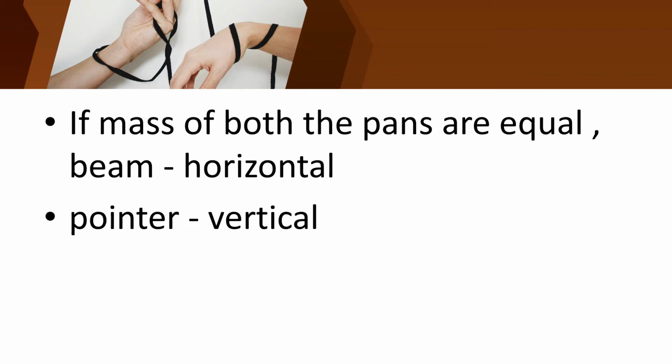First of all, after placing the objects and the weights in both the pans, you should check that the mass of both the pans is equal or not. Then the second point: is the beam horizontal or not? That is the second point you should check. And what is the third point? Is the pointer vertical or not? Okay, you should check these 3 points while using this beam balance.